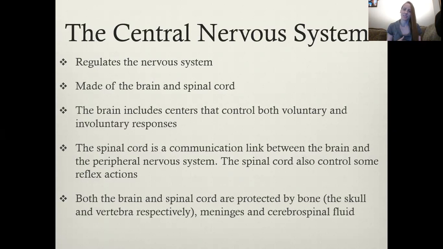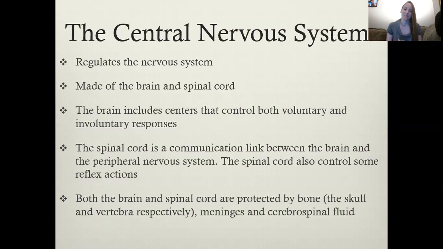The brain controls both some of your voluntary and involuntary responses. So voluntary, like deciding to move, involuntary, like your breathing when you're sleeping and you're just not thinking about it. The spinal cord is the communication link between the brain and the peripheral nervous system, which again is just the nerves in the rest of your body. And it does also control your reflex arcs, so your reflexive actions.